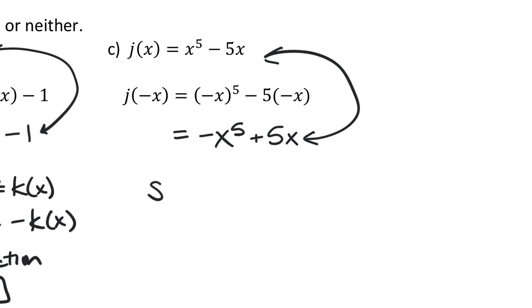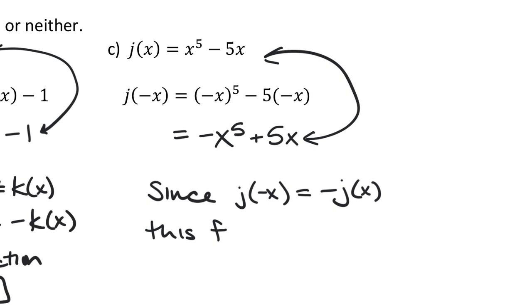So we say since, not k, what's the name of this function? J. Since j of negative x is equal to negative j of x, the exact opposite, this function is odd. Odd, opposite, odd, origin. It's nice. Those start with O. Odd, opposite, odd, origin.